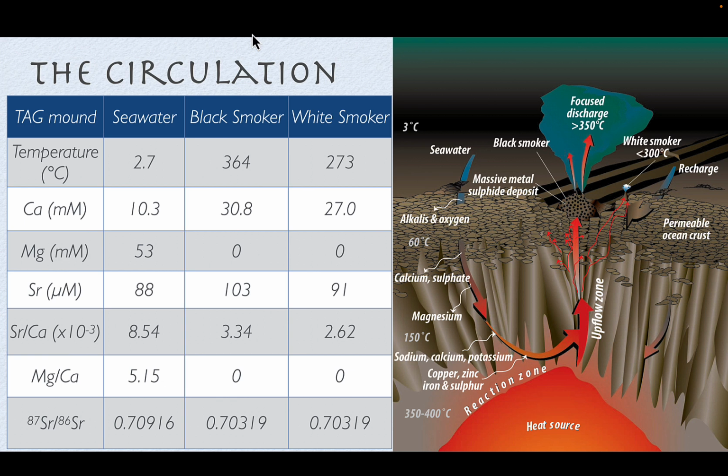And we can see the black smokers at Tagmount have temperatures in excess of 350 degrees, whereas white smokers are a little cooler. They tend to have temperatures of less than 300 degrees centigrade. Calcium values are enhanced over seawater in both the black smoker and the white smoker exits. They have little or no magnesium, little or no sulfate. The strontium levels are slightly elevated. The magnesium to calcium ratios have gone from 5 in seawater to 0 in the black smoker, white smoker vent outputs because of the loss of that magnesium in the descending arm of that circulation cell. And we also see they have somewhat distinct strontium isotope values.